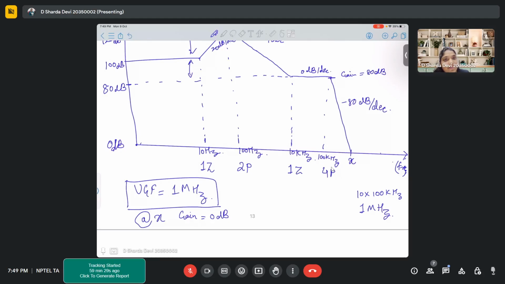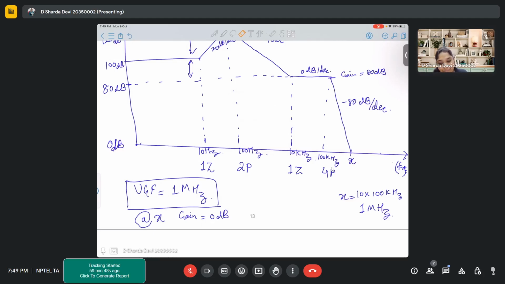Oh, yes, ma'am. Got it, ma'am. Right? So that's how your X will become 10 times of this particular point. So that is 1 decade shift. Clear? Yes, ma'am. First, we need to find out the gain, based on gain divided by how much it is changing, which is 80 dB.